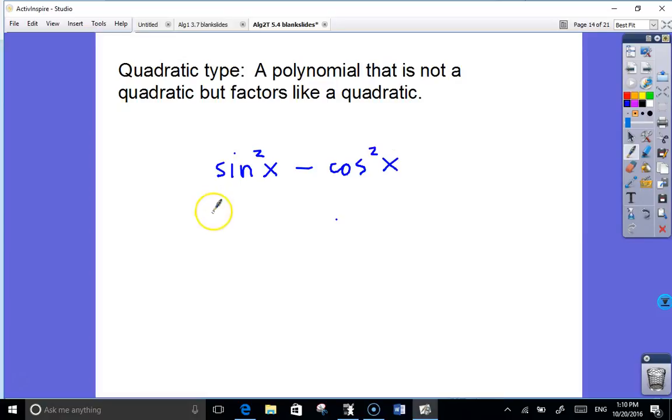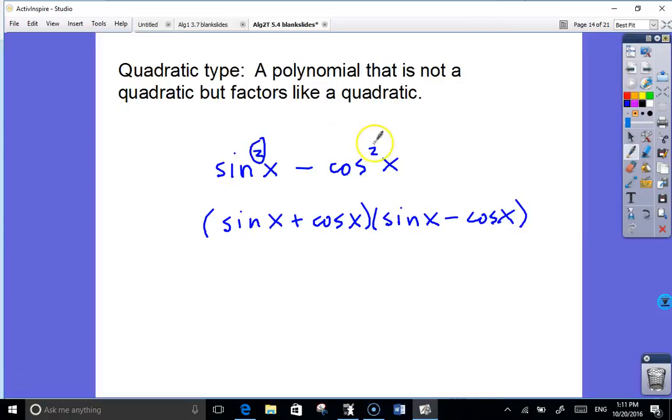So how do we think it factors? Sine x plus cosine x, sine x minus cosine x. This is, by the way, how you say it when you square a trig function: you put the 2 in the middle there. It's like saying sine x in parentheses, squared.